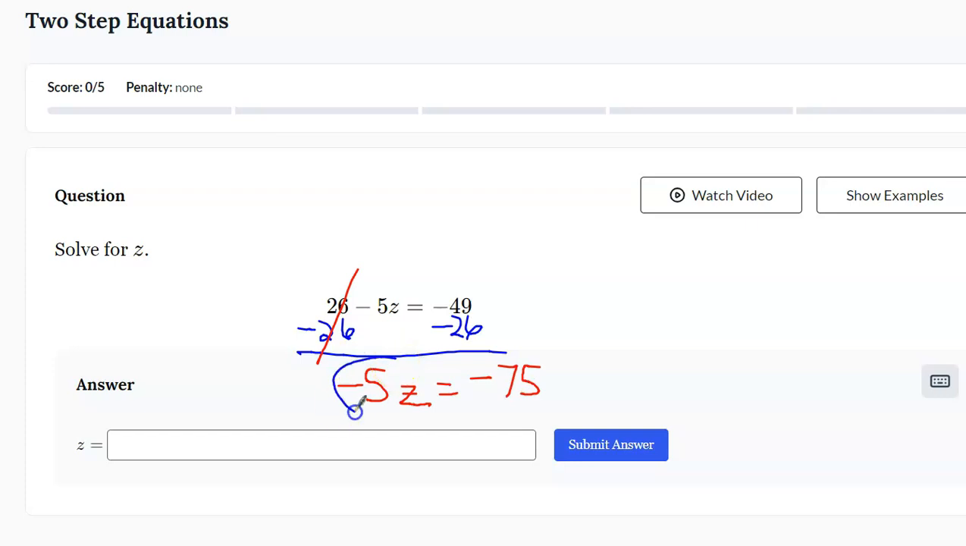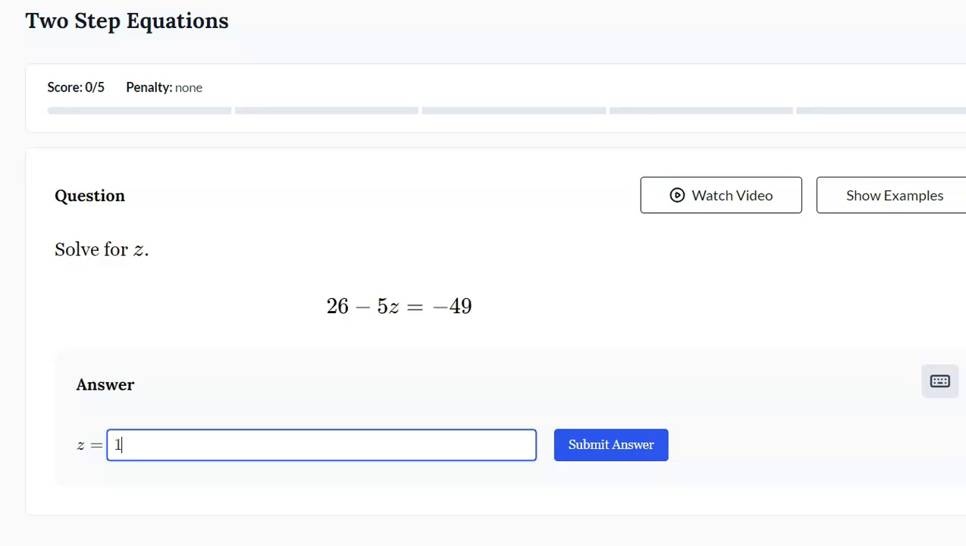Now I'm going to break apart this number from that variable, right? This is a coefficient, and it is secretly multiplying that letter, and the inverse of multiply is divide. Pick up your calculator to help you compute, and then rewrite your final answer. The letter z is equal to, two negatives make a positive, is equal to positive 15. So what we're going to do now is type that here in our answer box and click submit.